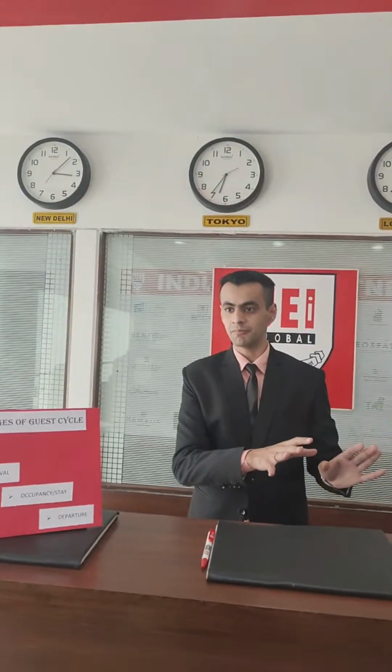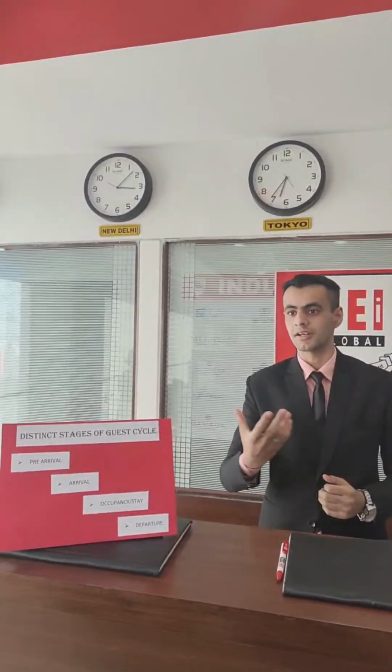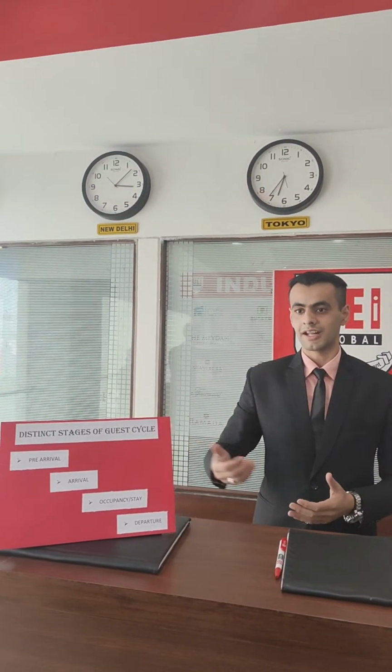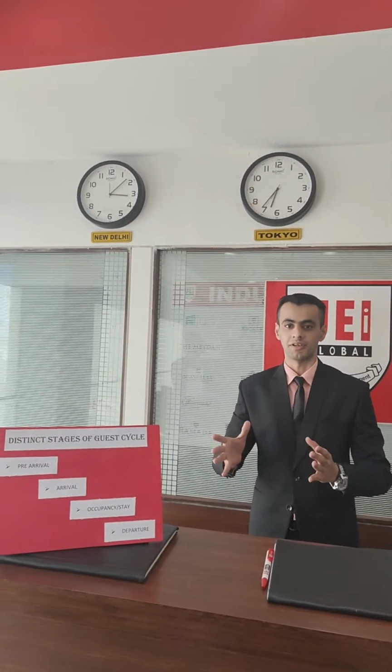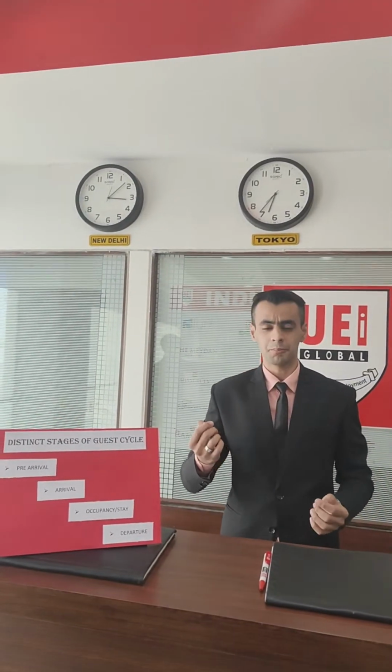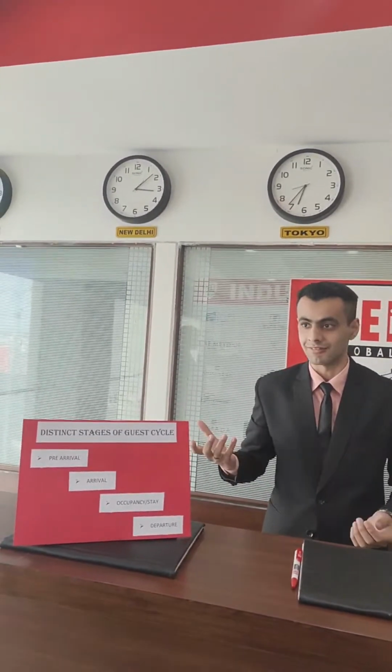So the interaction they have with the hotel team happens at the following stages. The first is pre-arrival activity. The second is at the time of arrival, when the guest is traveling to the hotel. The third is occupancy, while they are staying in the hotel. And then it is followed by the departure. Departure stands for the checkout activity, basically. So let's discuss what pre-arrival activity is.